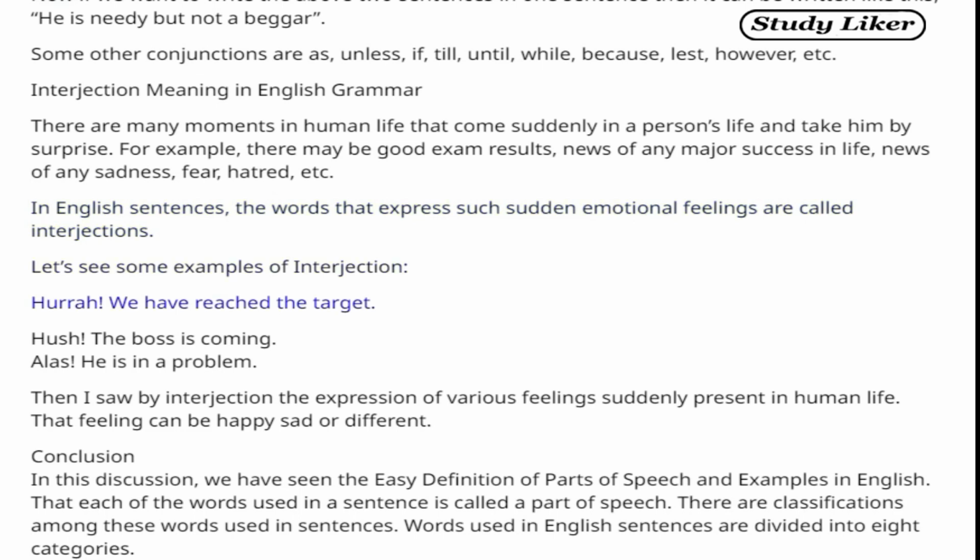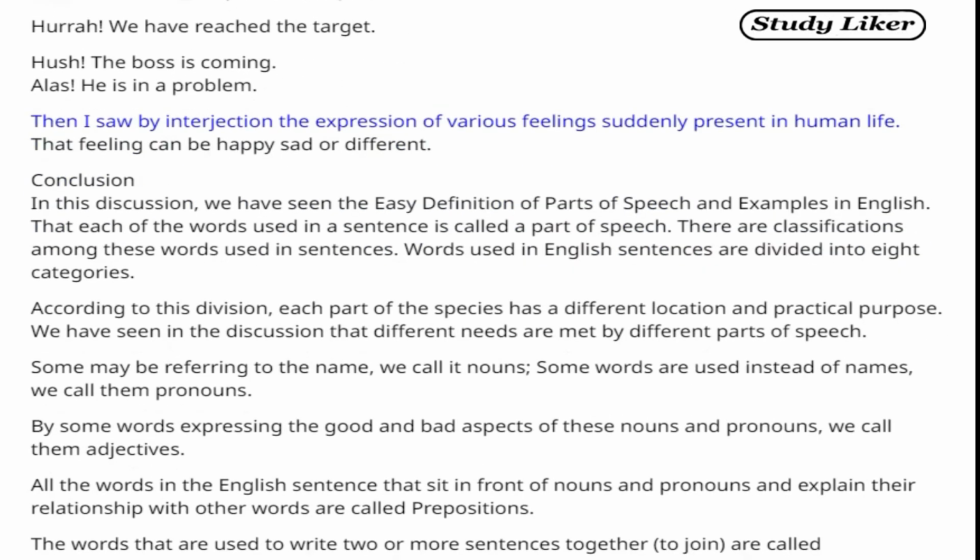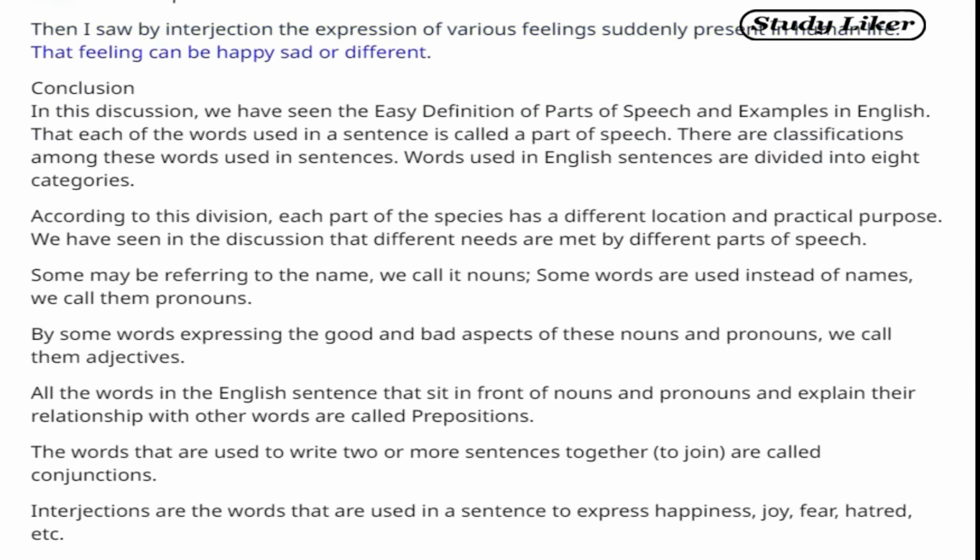Hurrah! We have reached the target. Hush! The boss is coming. Alas! He is in a problem. Then I saw by interjection the expression of various feelings suddenly present in human life. That feeling can be happy, sad, or different.